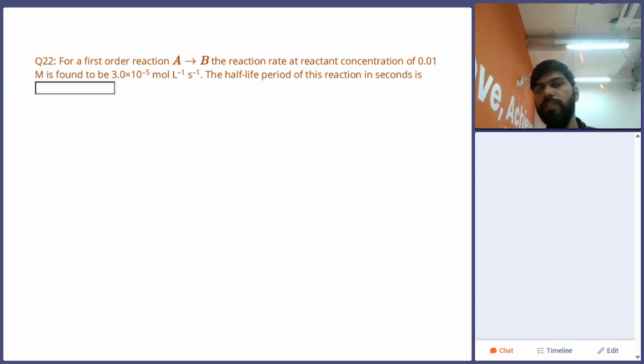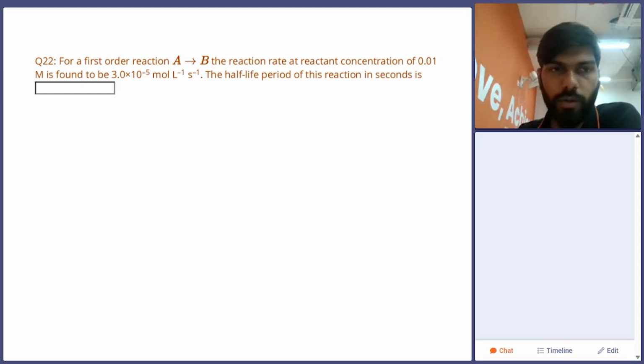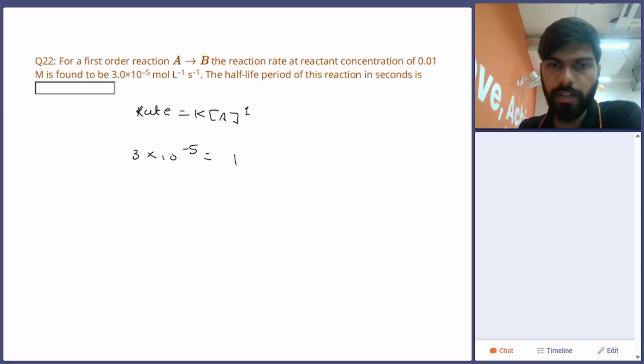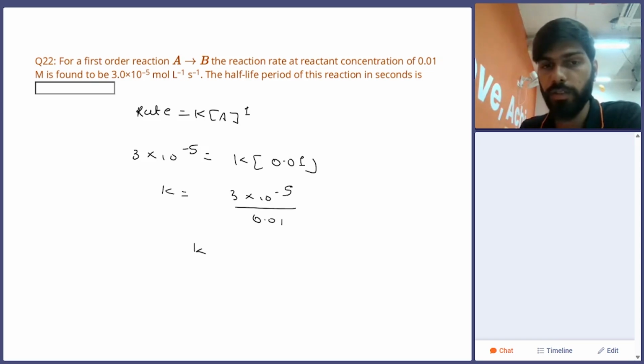Next one. For a first order reaction, A gives B, the reaction rate at a reactant concentration of 0.01 M is found to be 3 into 10 power minus 5 mole per liter second. Find the half-life period of this reaction in second. See here, it is already predicting this is first order reaction. So rate is equals to K[A] to the power 1, and rate of the reaction is given. Okay. And the rate is given, that is 3 into 10 to the power minus 5 is equals to K into 0.01. So K will become what? That is 3 into 10 to the power minus 5 upon 0.01. So K will be 3 into 10 to the power minus 3.